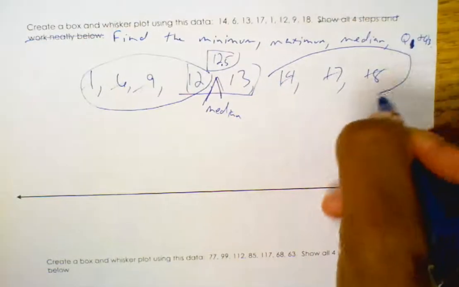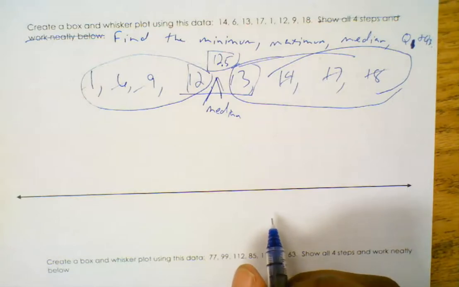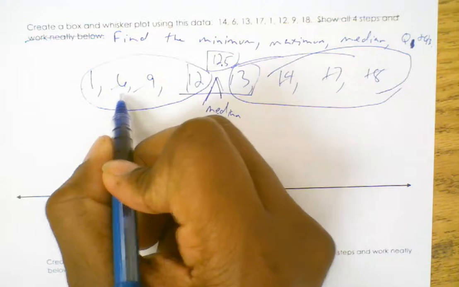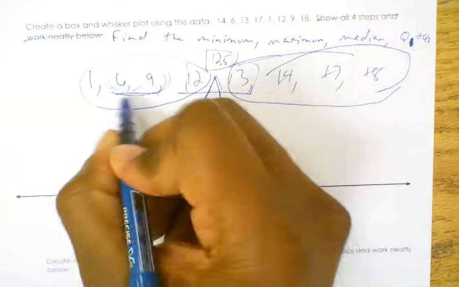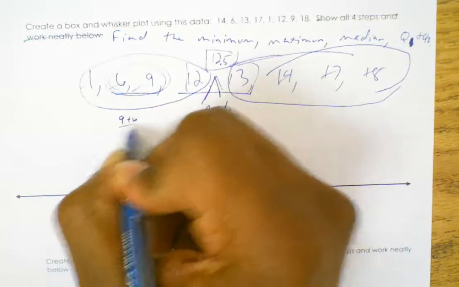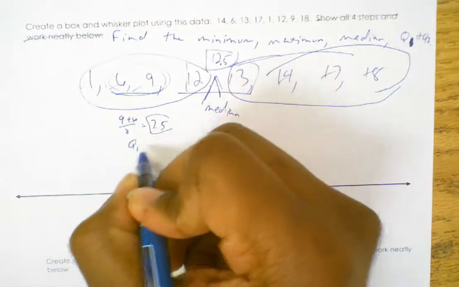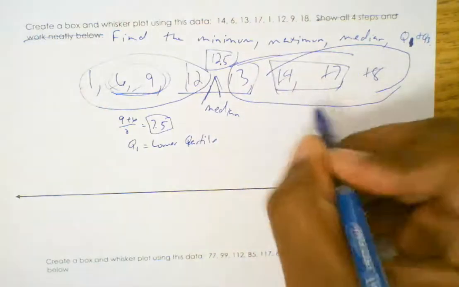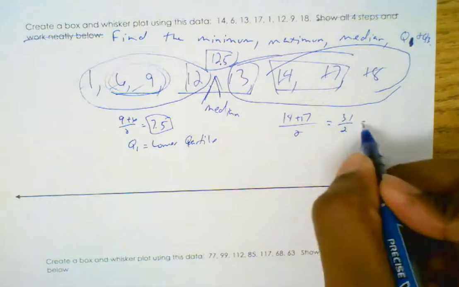From there, we'll take the bottom numbers and the numbers above to find the median of those sets, to find the lower quartile. So Q1 would be the average of these 2 numbers. My lower quartile would be 6 plus 9 over 2. That's 15 over 2, that's 7.5. This is my Q1 or lower quartile. Q3 is here, so that's going to be the average of 14 plus 17 over 2. That's 31 over 2, or 15.5.